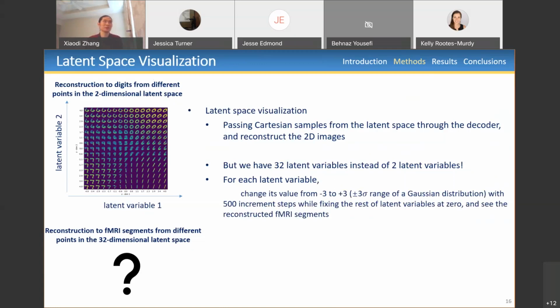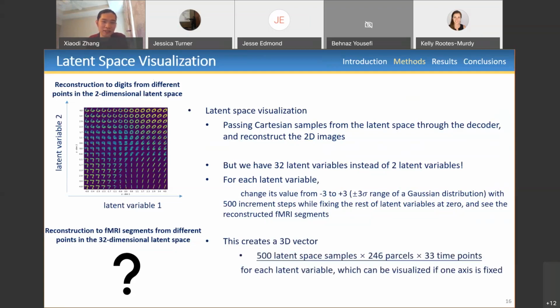This is because most of the samples for a Gaussian distribution lie in this range, right? And then when we slide the latent variable along this range, we see what the reconstructed fMRI segment would look like. So this would give us a 3D vector. You have the latent axis, the spatial axis, as well as the time axis.